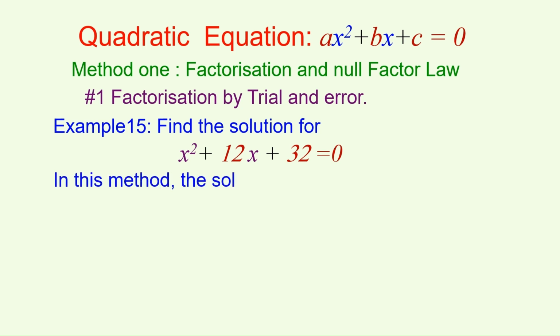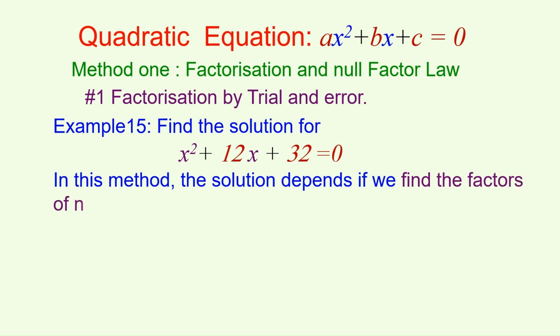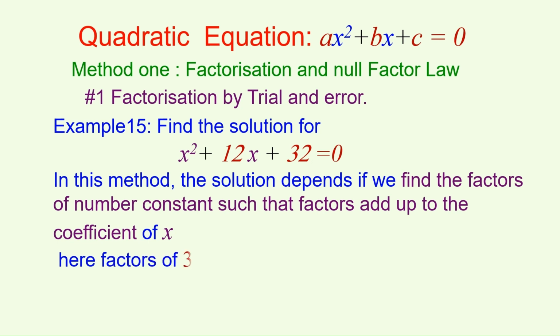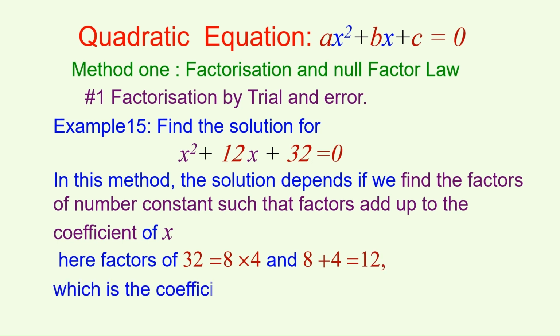Number 1. Factorization by trial and error. Example 15. Find the solution for x squared plus 12x plus 32 is equal to 0. In this method, the solution depends on finding the factors of the constant such that the factors add up to the coefficient of x. Here the factors of 32 are 8 times 4, and 8 plus 4 is equal to 12, which is the same as the coefficient of x.